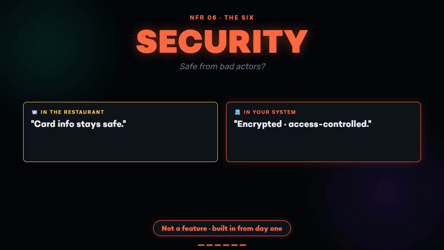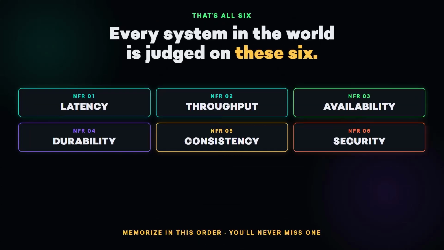That's all 6. Every system in the world is judged on these. Memorize them in this order and you will never forget one in an interview.